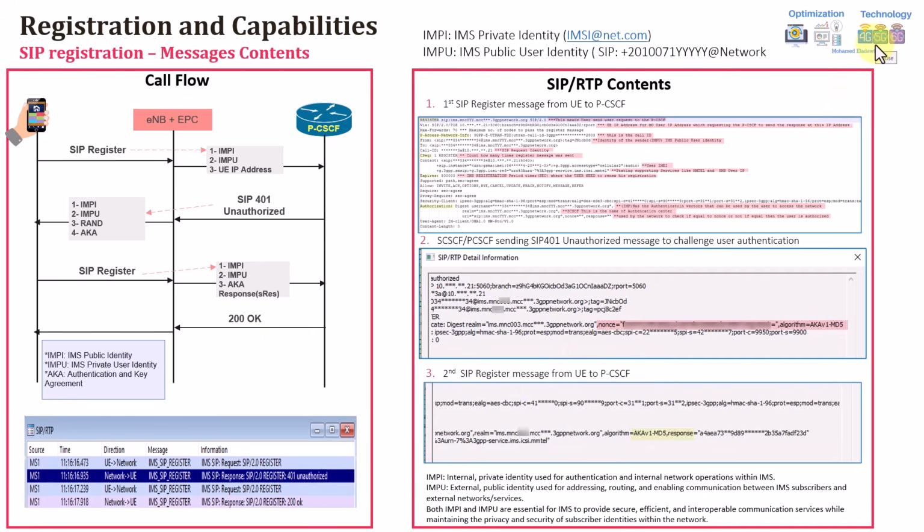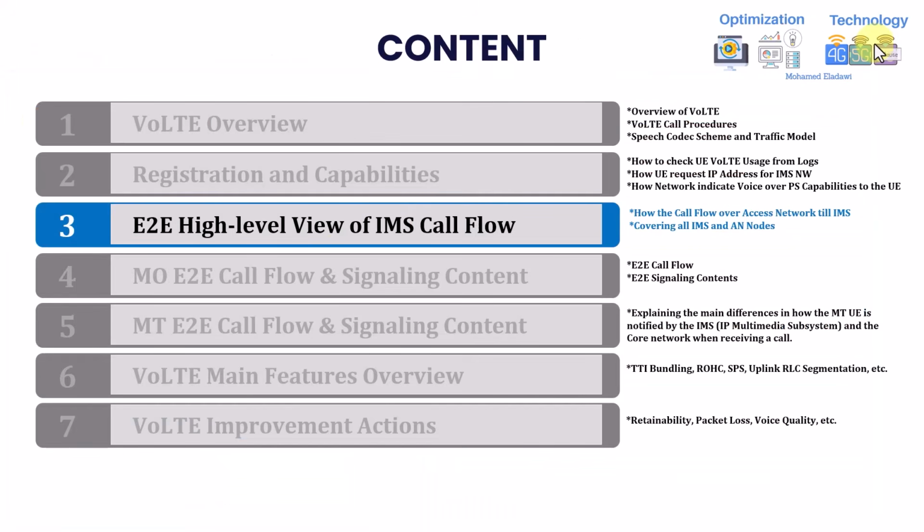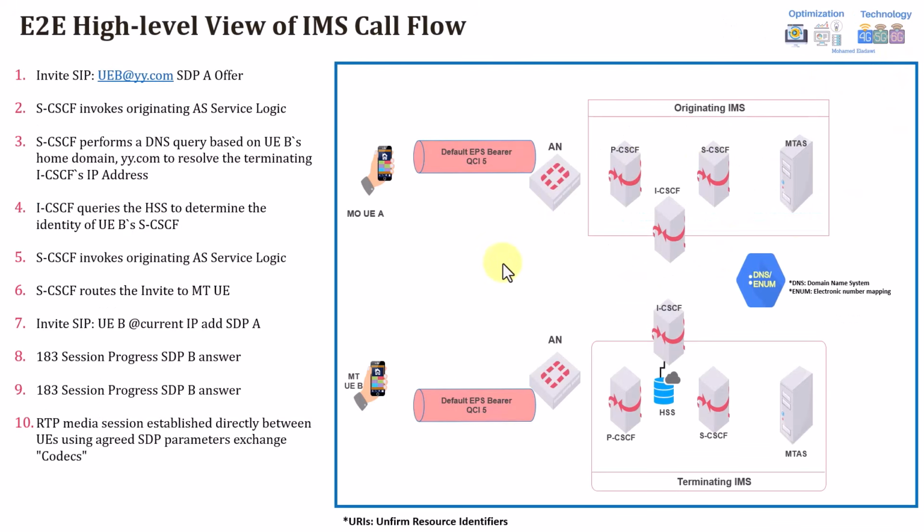Now let's move to the last part of this session, which is a really very interesting part. The last part covers the end-to-end high-level call view. So let's go through it and see what we have. Here we're going to explain the high-level call flow of the mobile originating. This is very important. So assume in the network you now have user A and user B. The first one is originating and the second one is terminating.